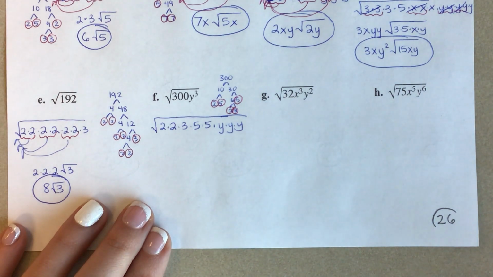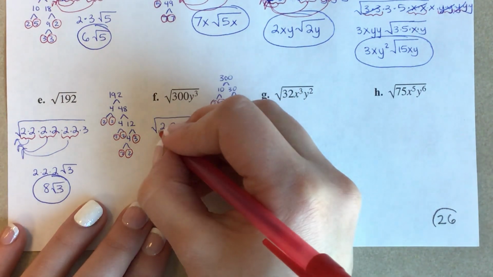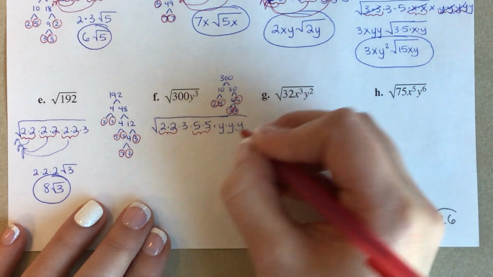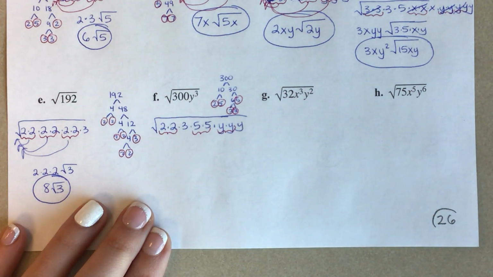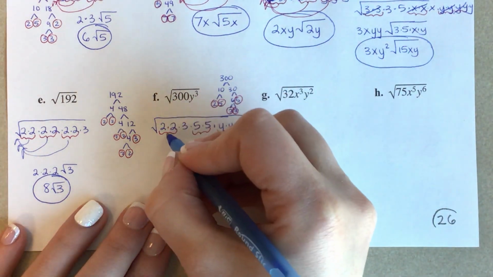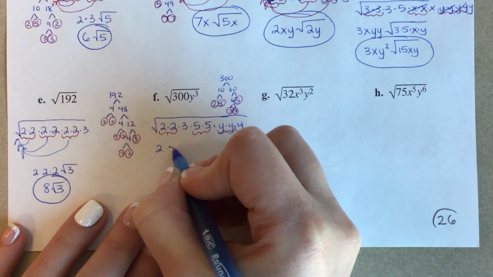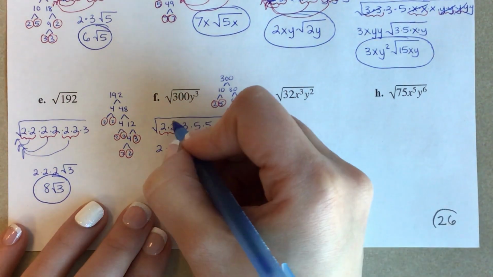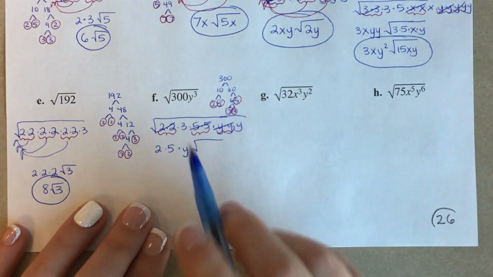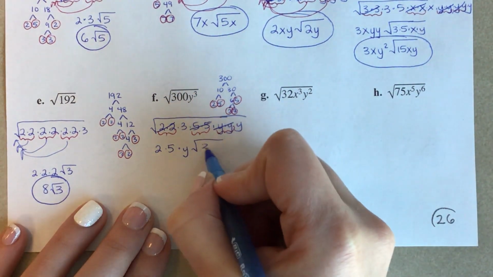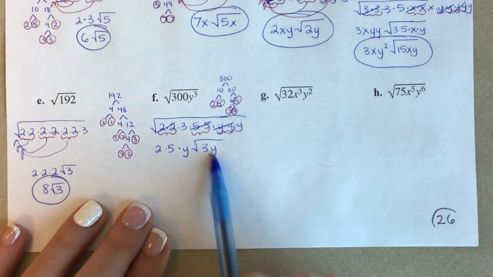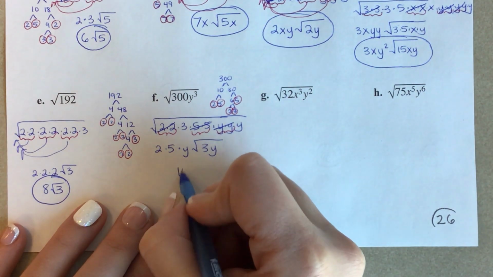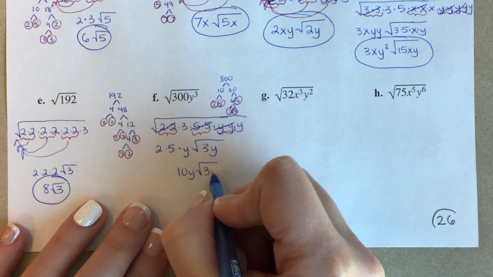So I'm now looking for pairs, like pairs of socks. So I have a pair of 2's, a pair of 5's, and a pair of y's. Those get to come to the front. So I'm going to have 2 times 5 times y in the front of the radical, and then inside of the radical, I have anything that was not claimed, so I have a 3 and a y left over. Let's condense this down because this is all multiplication, so this is 10y square root 3y.